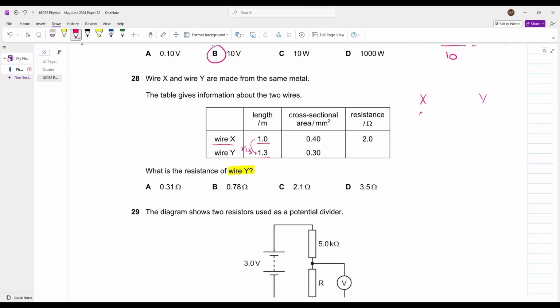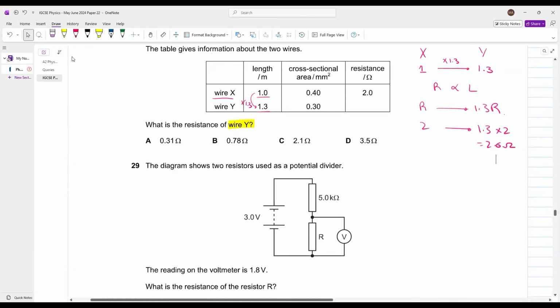वायर X की लेंथ 1 है, वायर Y की लेंथ 1.3 है. Your length is increasing by a factor of 1.3. Now we know resistance is directly proportional to length. तो अगर आपकी लेंथ 1.3 के फैक्टर से बड़ी है तो रेजिस्टेंस भी 1.3 के फैक्टर से बढ़ जाएगी बेटा. इनिशियल रेजिस्टेंस अगर 2 है तो अब क्या हो जाएगी? 1.3 into 2, that is 2.6 ohms.